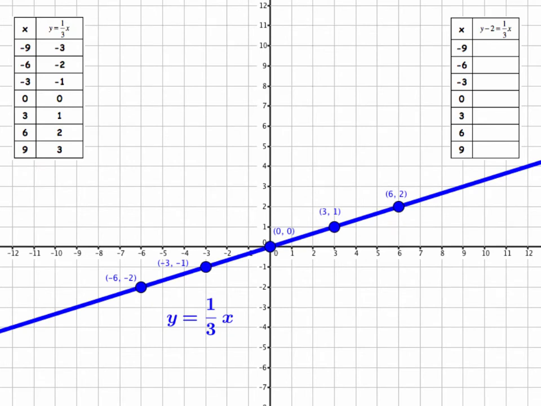Alright, so here's the graph of y equals 1/3 x. Of course, it's got a slope of 1/3. The y-intercept right now is 0. So why don't you take a moment to pause the video and please graph the new equation y minus 2 equals 1/3 x.